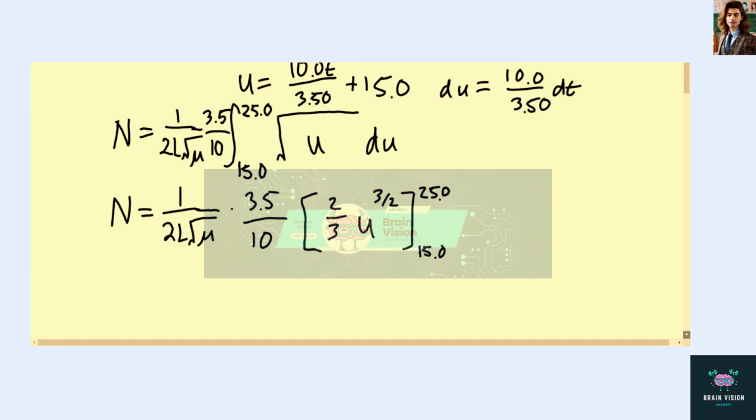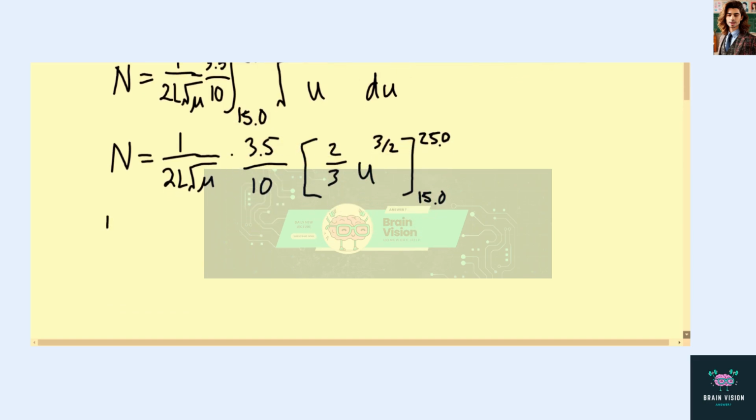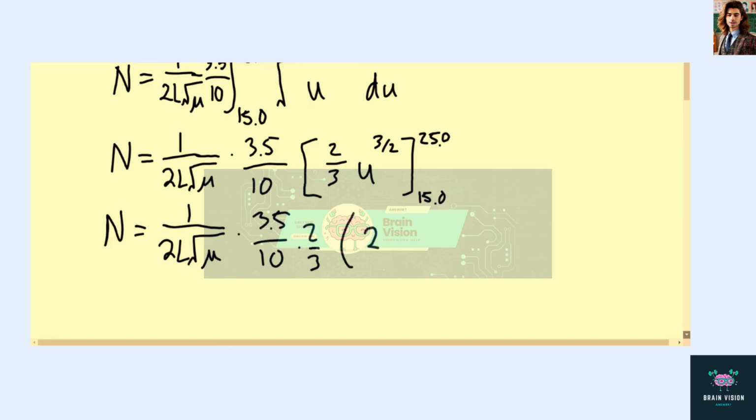So the 2/3 can come out of the evaluation because it's going to multiply both the 25 and the 15 evaluation by 2/3. So we end up with n is equal to 1 over 2L divided by mu times 3.5 divided by 10 times 2/3 times, and then we have an open parentheses, 25.0 to the 3/2 minus 15.0 to the 3/2. And that is our final equation.